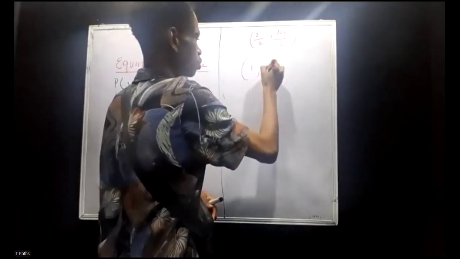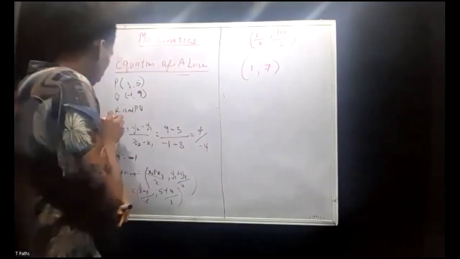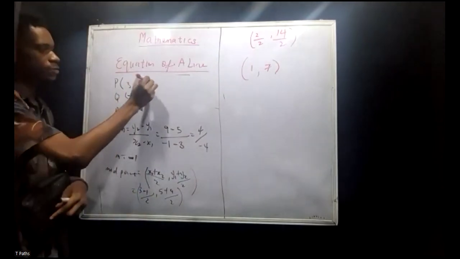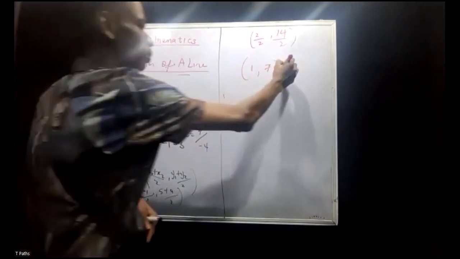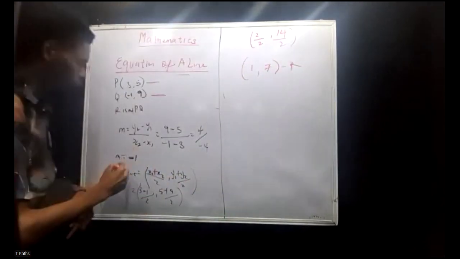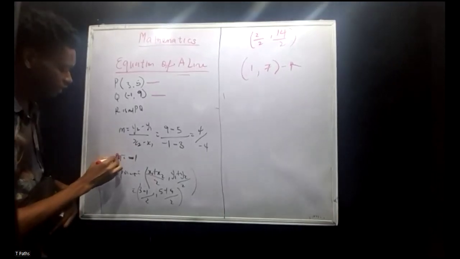So I have 3, the midpoint, 3 minus 1, 9, which is 14 divided by 2. So this becomes 1, comma 14 divided by 2, 7. So this is the midpoint R of these two lines, P and Q. This is the midpoint R between P and Q. So we've calculated M, which is the gradient, as -1.